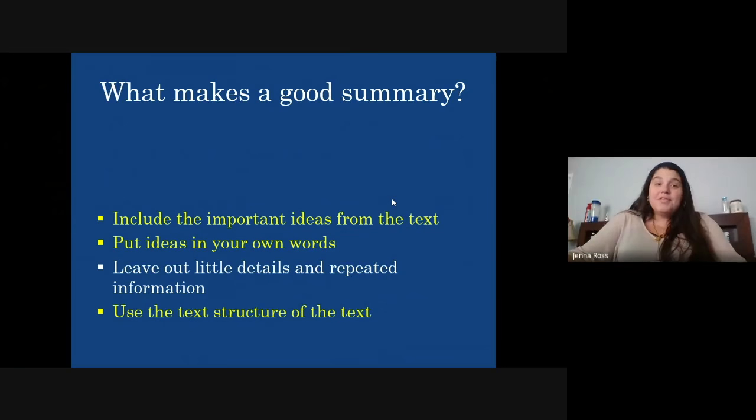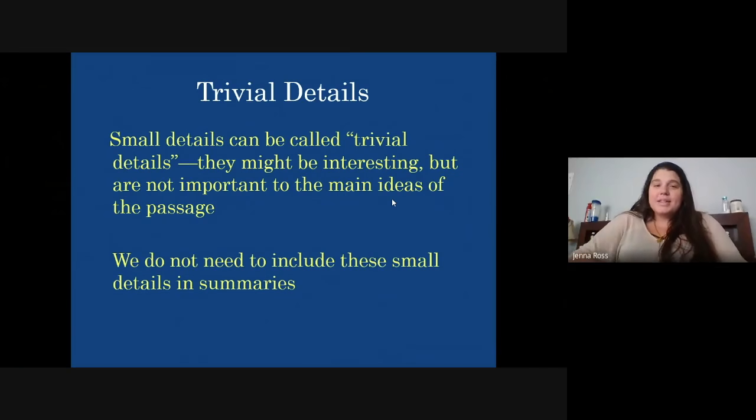All right, moving on to number 3. Leave out little details and repeated information. We kind of talked about this a little bit already. Again, there might be a really cool fact or something really interesting that the passage talks about, and that's great. That's something you might want to tell somebody about after you've read it. However, when you're doing a summary, you don't want to use all those details because you just want to focus on the important information. Okay.